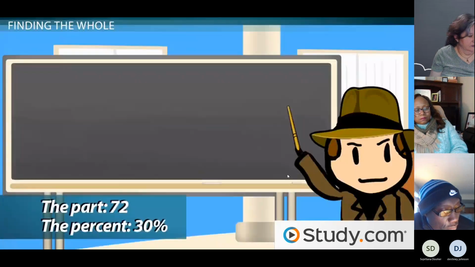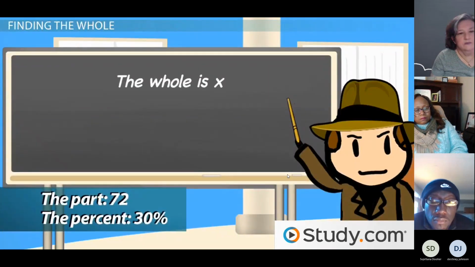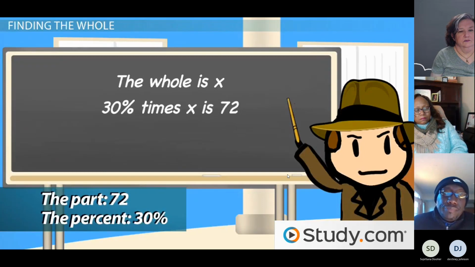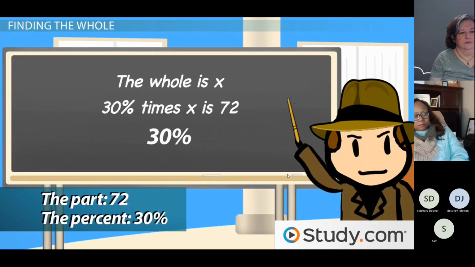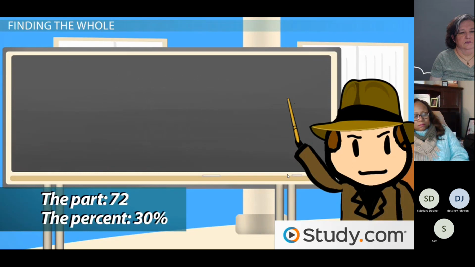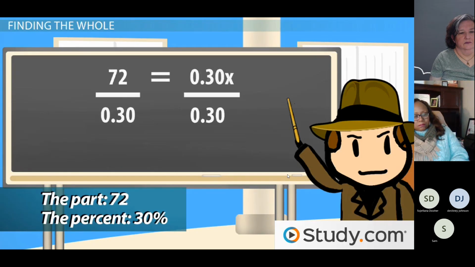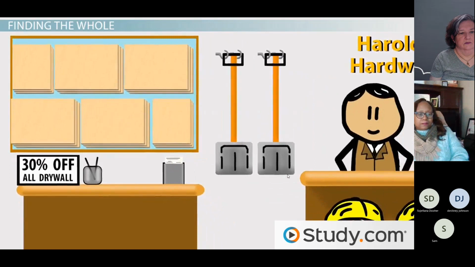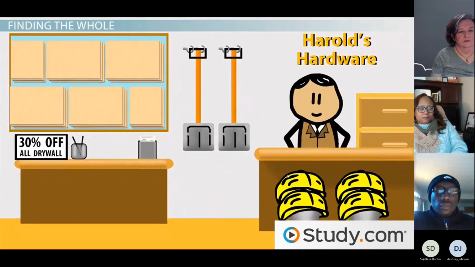Let's try a new method. We can call the whole x. We know that 30% times x is 72. In other words, whatever x is, 72 is 30% of that. If we turn 30% into a decimal, our equation looks like this. 72 equals 0.30x. Now we divide by 0.30 and we get x equals 240. So the store has 240 drywall panels, including those on display and in the warehouse. That'll cover a lot of wall.